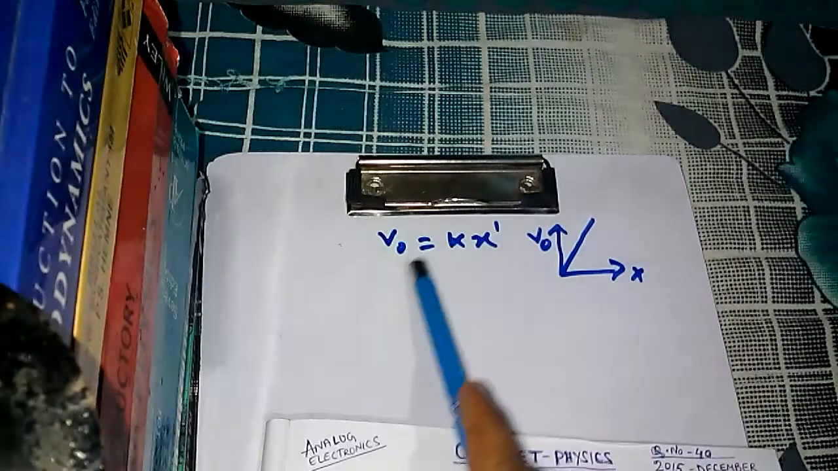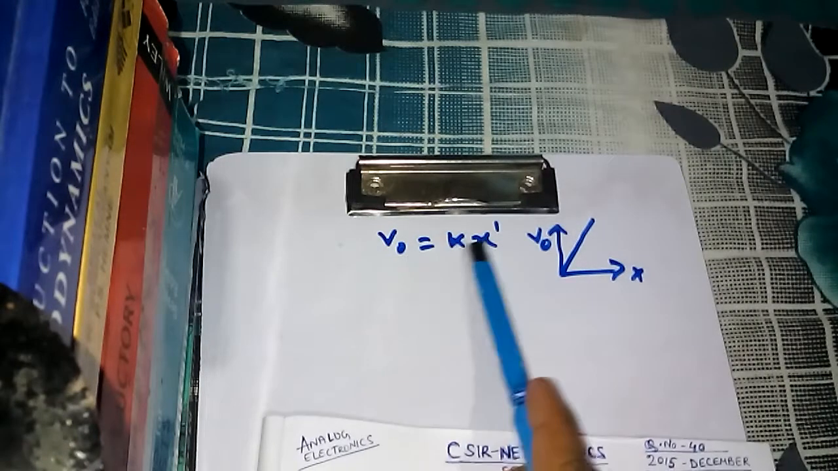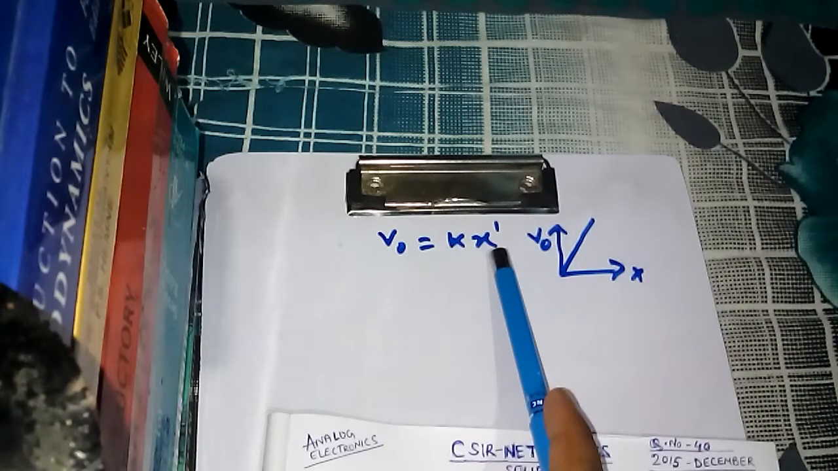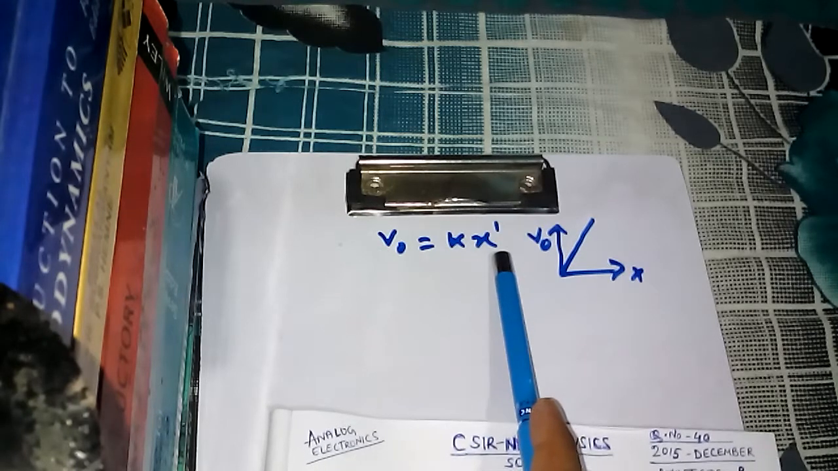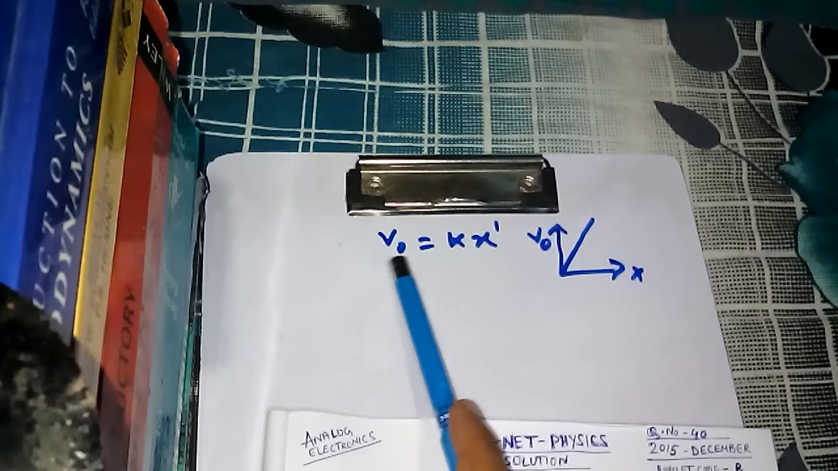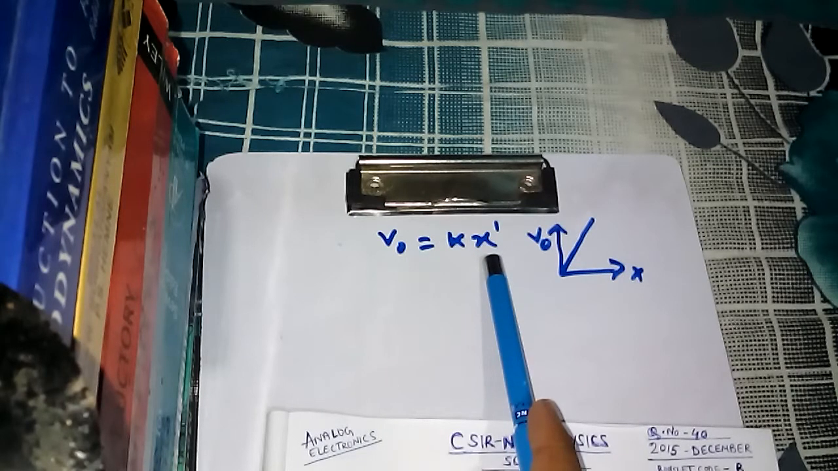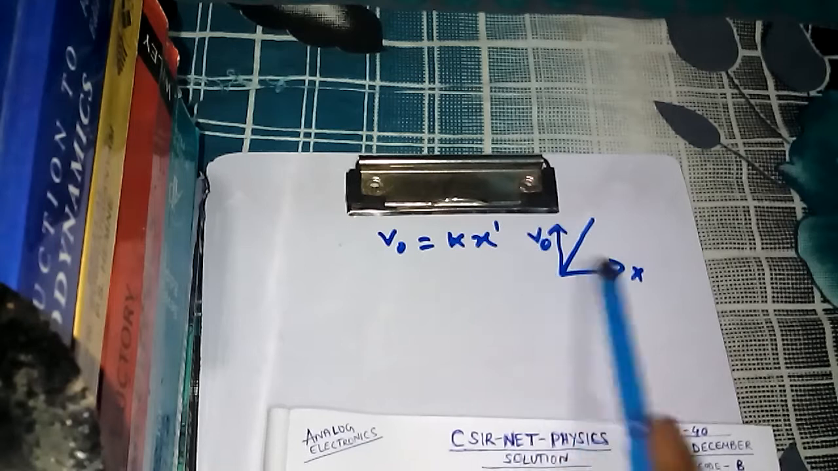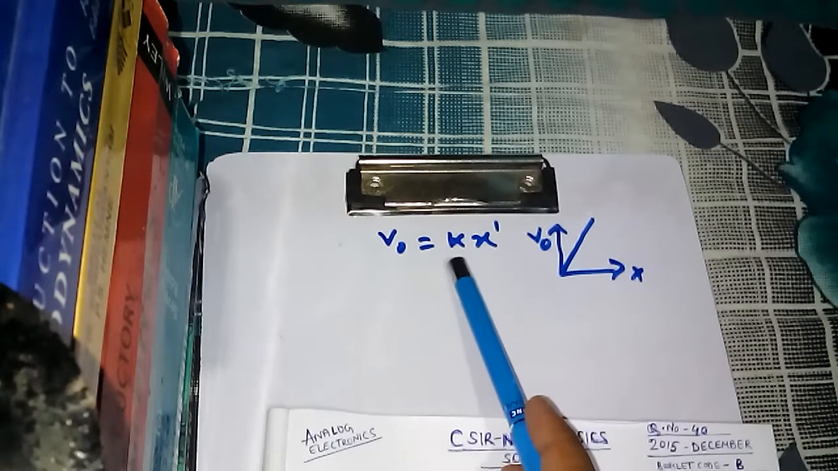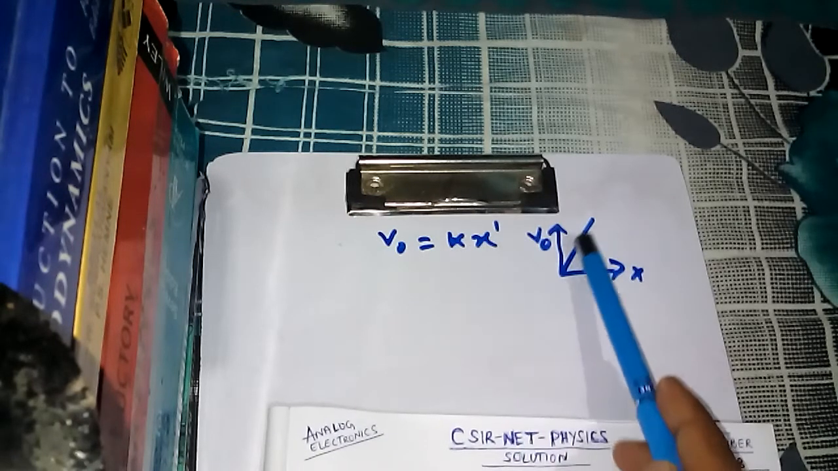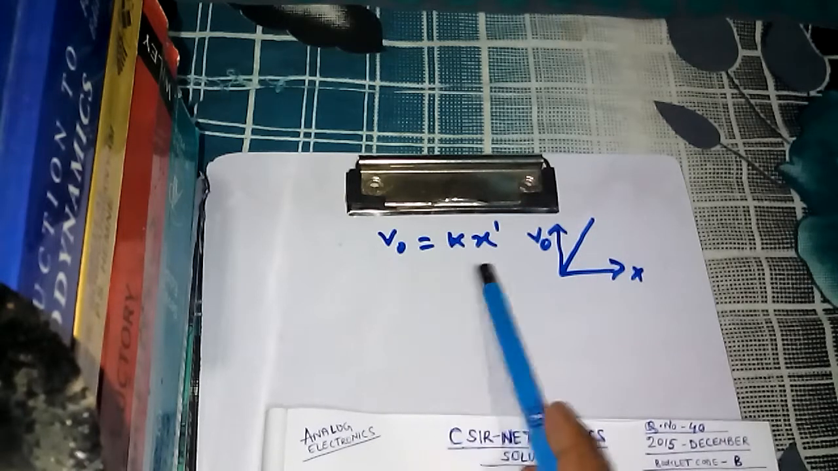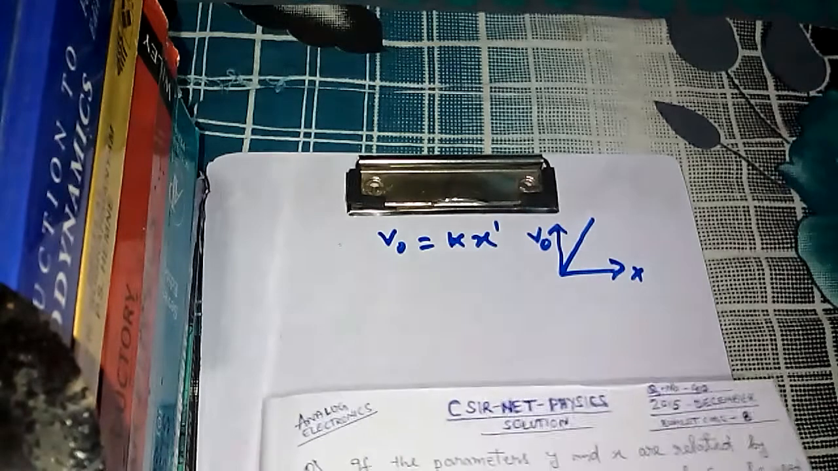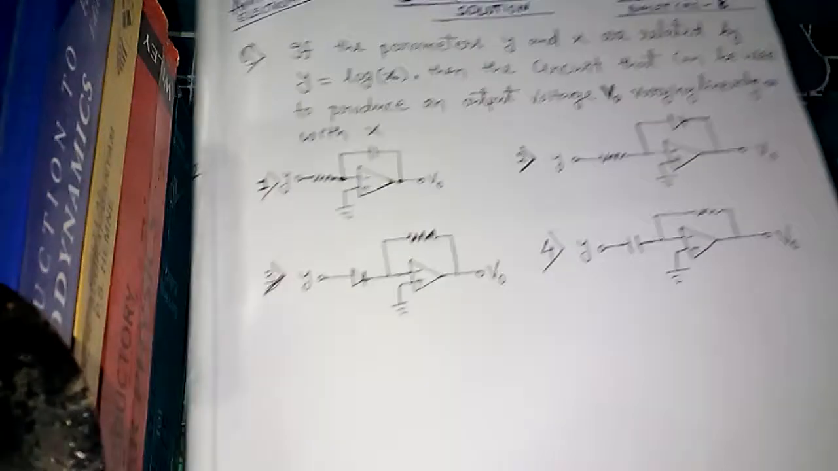That means the question is, output of which circuit is a constant times x, and x has a power of 1. This relation actually shows the linear dependence of V0 on x. And why does it show the linear dependence? Because if you plot a graph of V0 and x, for any value of k you will find a straight line, and that's why they have linear dependence. So this is the output that we should expect, and this is for which circuit?